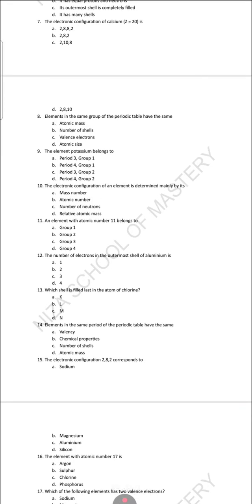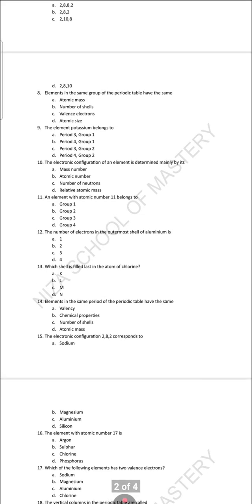Elements in the same group of the periodic table have the same valence electrons. What does valence electron mean? Valence electron means the number of electrons on the outermost shell. So that's C. Number 9, the element potassium belongs to period 4, group 1, that's B. The configuration of potassium is 2881. It has 4 shells, so that's period 4, and it has 1 electron on the outermost shell, that's group 1.